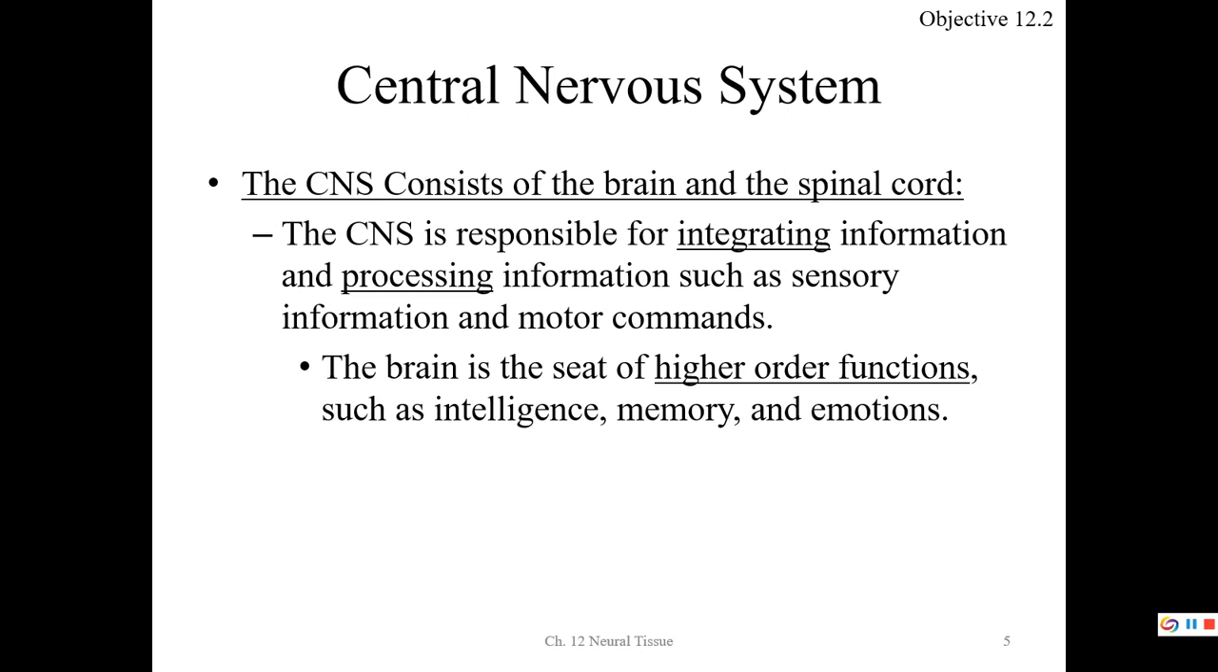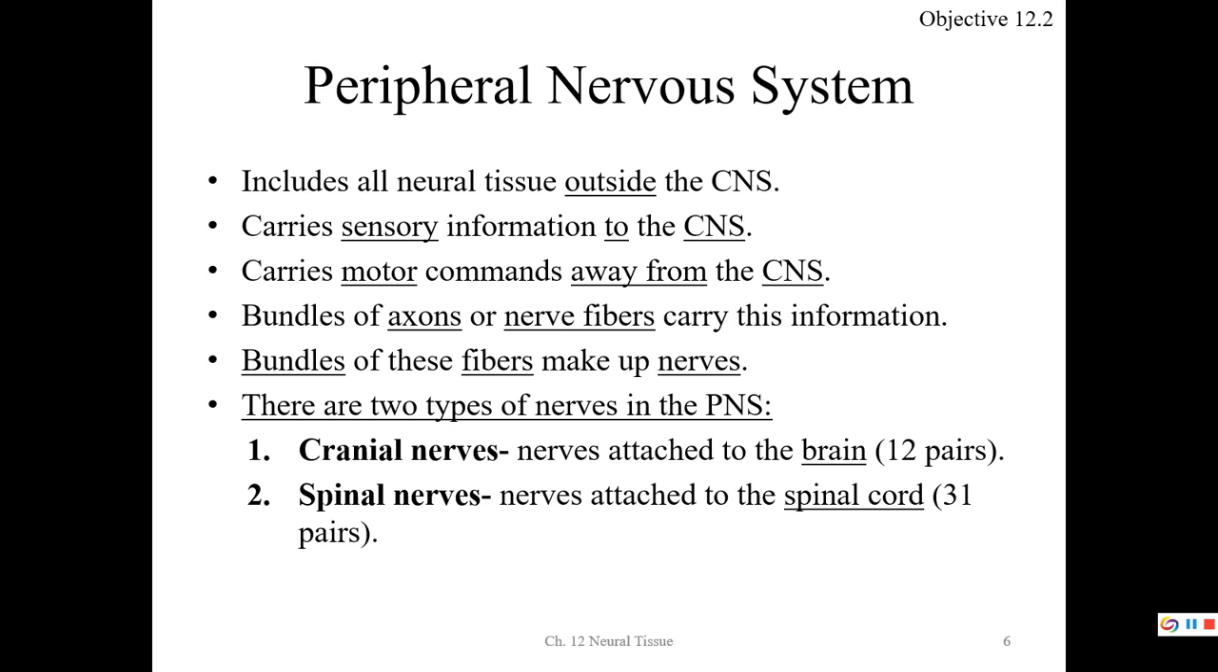One of the ways I think about it sometimes. All right. Now, let's take our peripheral nervous system. Now, our peripheral nervous system, this is everything else. This is not brain, not spinal cord, everything else. Okay? Now, this is all the neural tissue outside the CNS. This carries information to the CNS, afferent. It carries motor commands away from CNS, efferent.